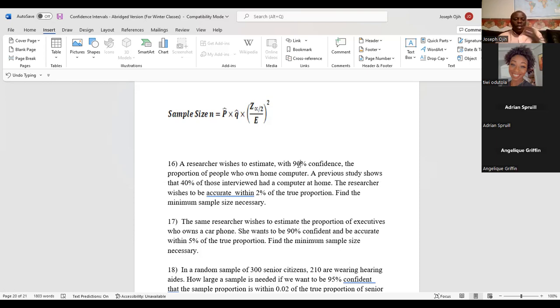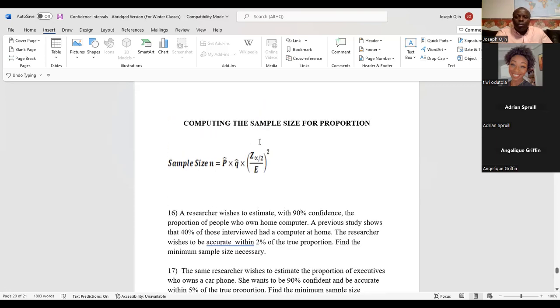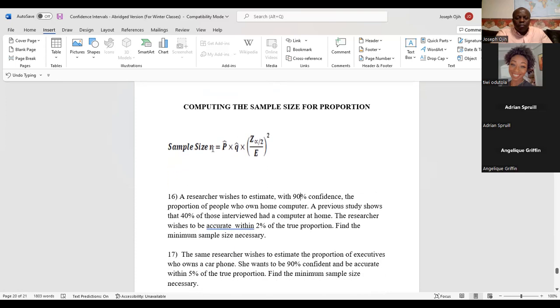Again, to find the minimum sample size for a proportion, this is the formula we use here: n equals p hat times q hat times z alpha over 2 over the error margin, squared. Now, the answer you get, round it up to the next whole number. Let's say the answer is 2.5; go to the next whole number, which is 3. If the answer is 2.1, you still go to the next whole number, which is also 3.